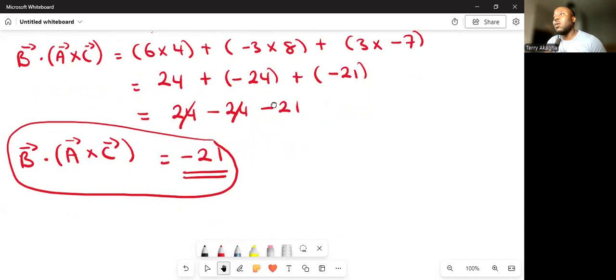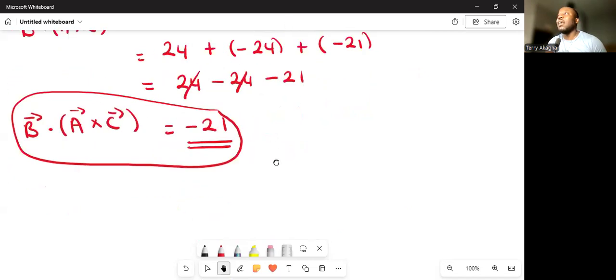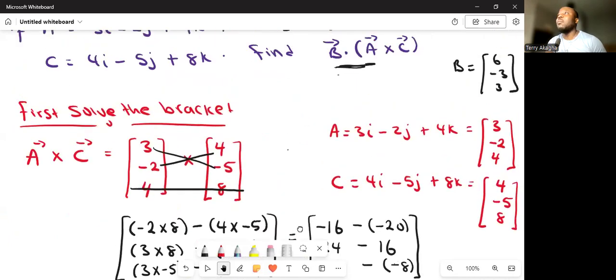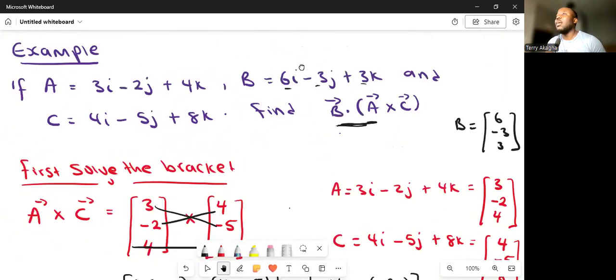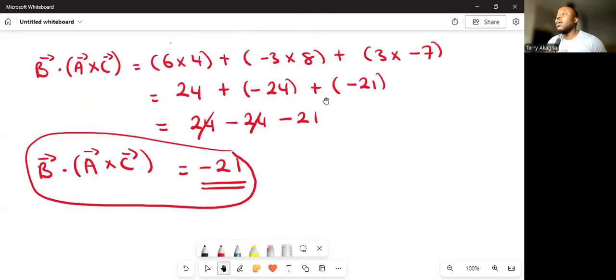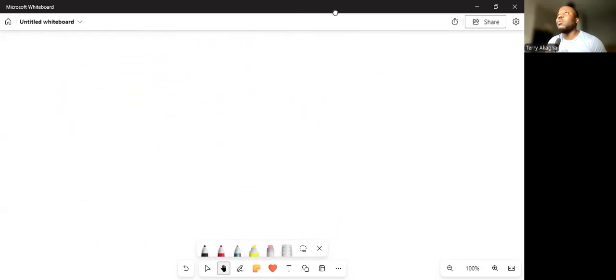All right, I want you to try some questions and play around with this. Try these using the same values of A, B, and C. Try it and you can check with your friends, or you can put the answer in the comment section, and other viewers can also comment about it.